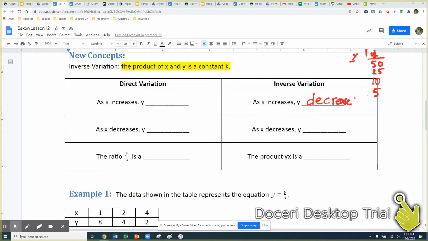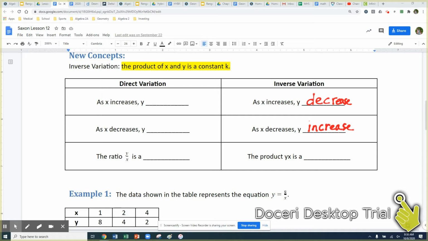And I'm going to erase this table. It's kind of getting in my way, but you guys got the idea of that. And as X decreases, so as we have fewer people working on that basket weaving, the time Y is going to increase.